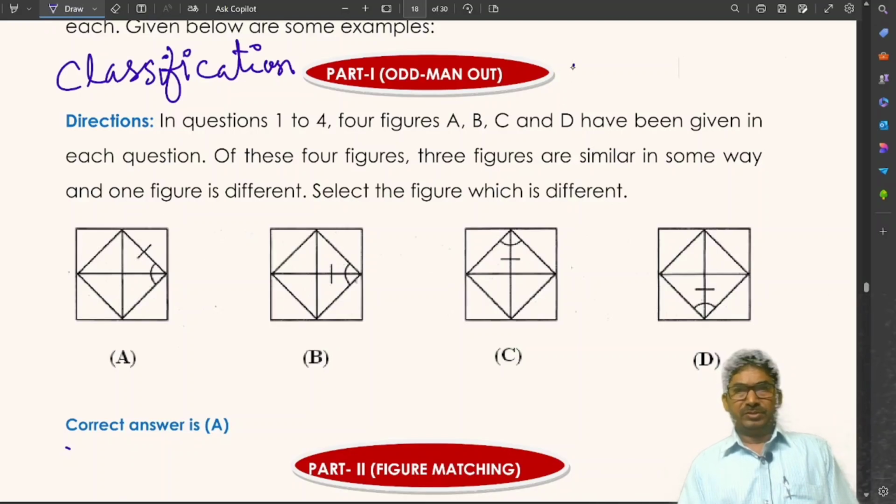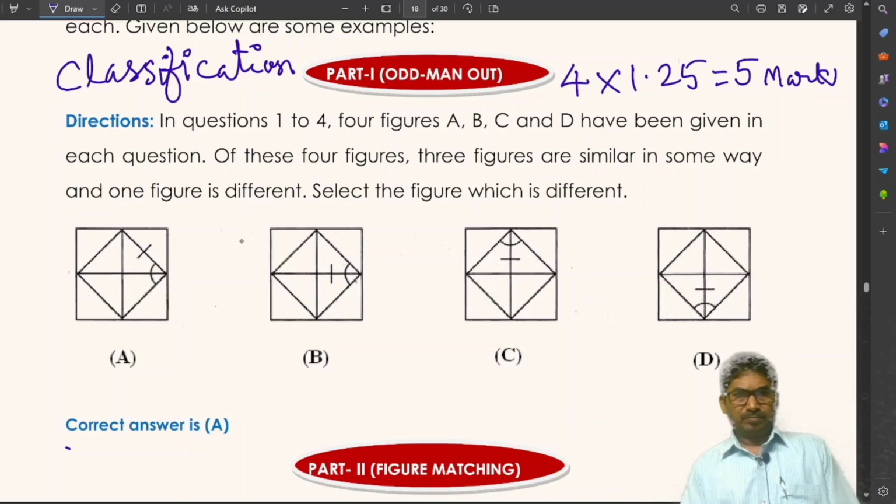So 4 questions will be given in this part. Each question carries 1¼ marks, so we get 5 marks in this part 1. So what do we have to do? First we have to identify each part. We think this is a rhombus and these are diagonals.